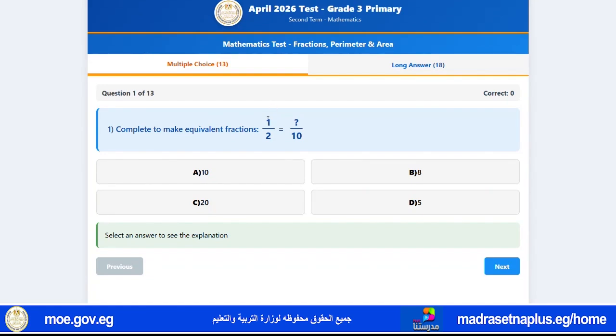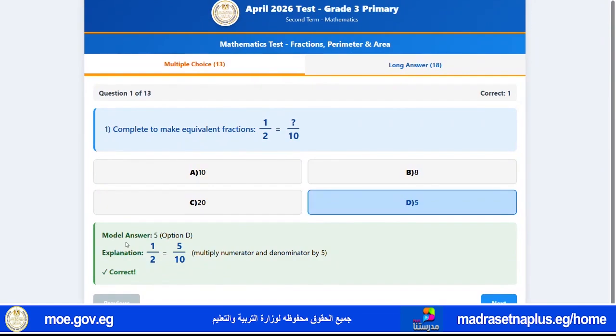So in front of you, you can see 1/2. 1/2 equals what out of 10? Let's see what happened for the 2. 2 becomes 10. So what happened? We multiplied 2 by 5. If we multiply the denominator by 5, we should multiply the numerator by 5. So 2 times 5 equals 10. In the same way, 1 times 5 equals 5. So our choice is letter D. This is the answer for you.